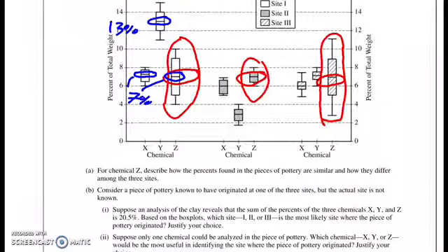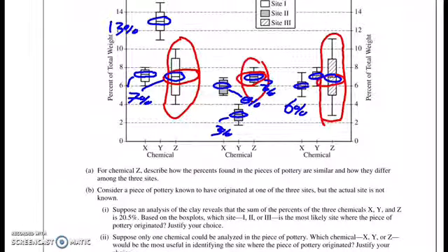For site 2, we have medians at these three locations. For chemical Y, we have approximately 3%. For chemical X, we have approximately 6%. And for chemical Z, we have approximately 7%. And at site 3, medians are here, here, and here. So for chemical X, we have approximately 6% again. And Y and Z, we can say they're both approximately 7%.